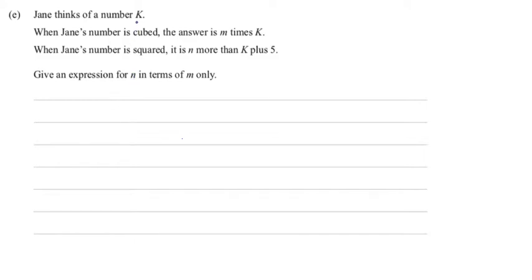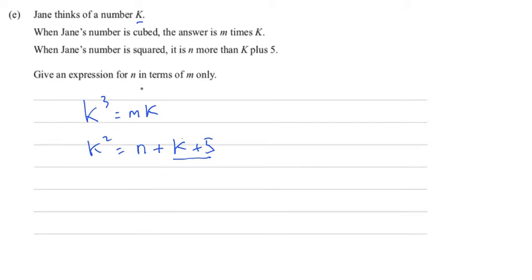Since we already know the number is k, we don't really have to make up a letter. So this number k cubed, we have m times k. Just honestly interpret that and write it down. When this number is squared, that's going to be n more than k plus 5. So that's k plus 5 there, and that's n more.